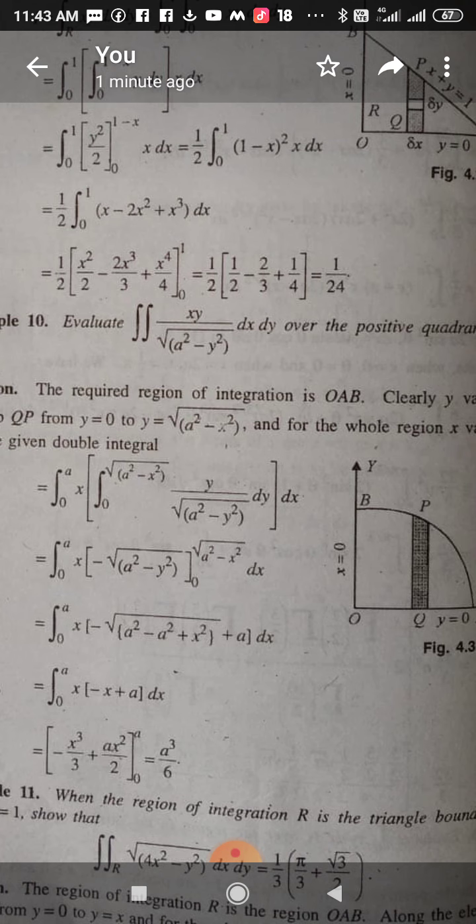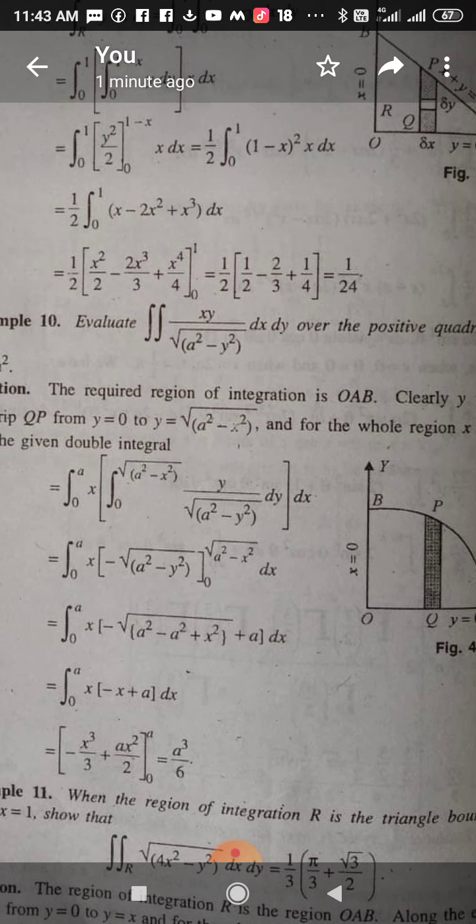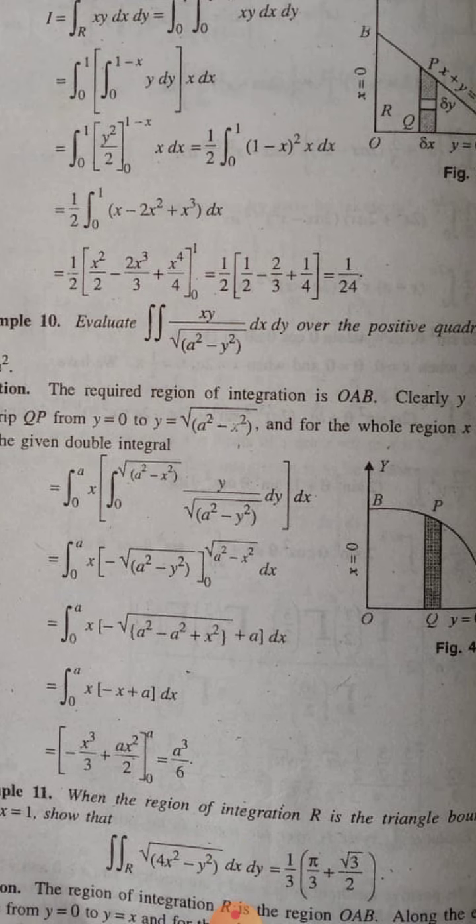So putting the value in the equation, first of all we have to integrate with respect to y, and we get integral 0 to a, x times under root a square minus y square, with y from 0 to under root a square minus x square, dx. This is the integration, and putting the value of the upper limit in place of y, we get a square minus a square plus x square. So a square and a square cancel out, and the square root of x square gives x. So x in bracket, minus x plus a, dx.